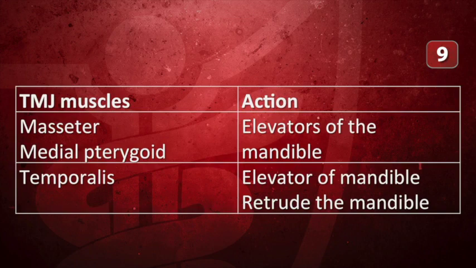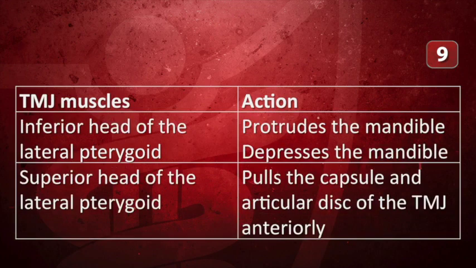The temporalis is an elevator as well, but it also has horizontally oriented fibers that retrude the mandible. The inferior head of the lateral pterygoid protrudes and depresses the mandible, while the main function of the superior head is thought to be pulling the capsule and articular disc of the temporomandibular joint anteriorly to keep these structures positioned properly between the condyle and the mandibular fossa when the mandible is depressed.